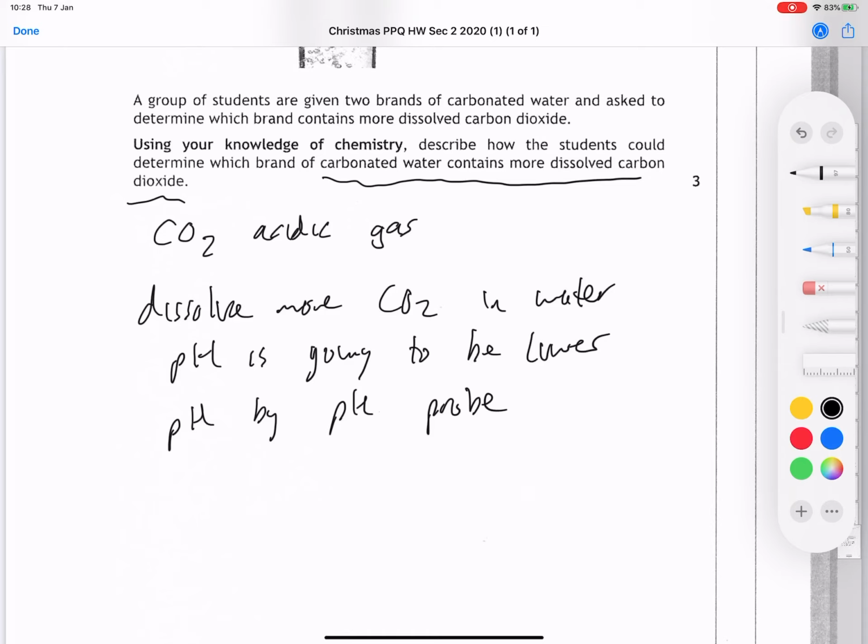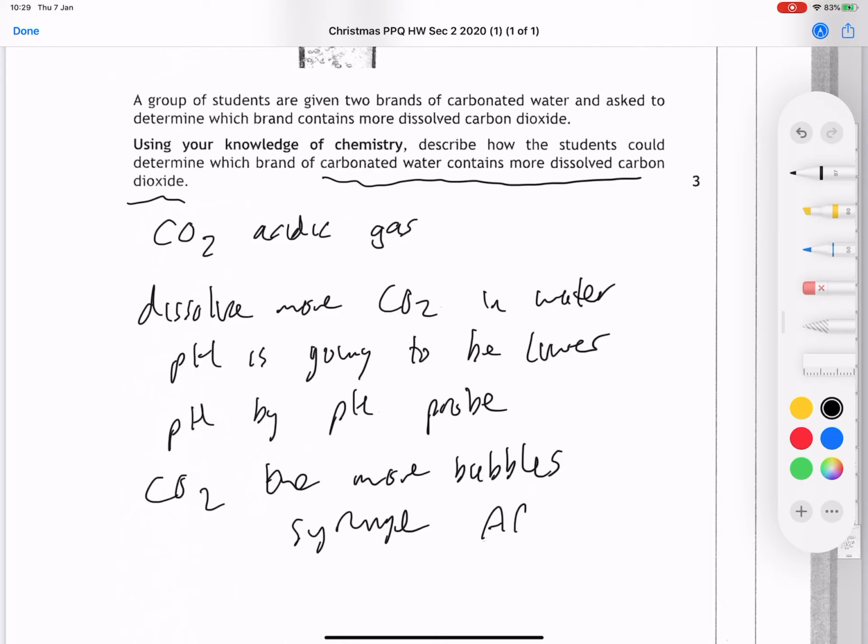You could do it that way. Also, the more CO2, the more bubbles there will be. And we could collect or measure the number of bubbles using a gas syringe, possibly. You could have drawn that. And then we could have used the average rate equation by doing changing quantity divided by changing time. That could have told us which one had more carbon dioxide in it. You could have written a whole host of things here. pH would be less than 7, or we could have gone with CO2 bubbles. Again, this is out of 3 marks. If you're unsure how many marks to give yourself, give me a shout and then I can check it.